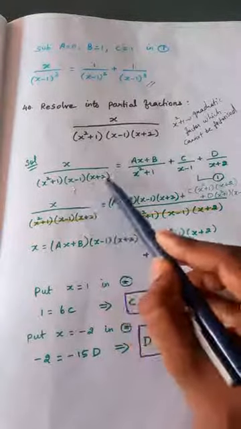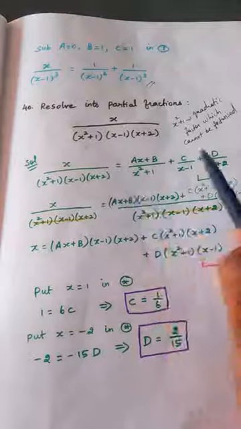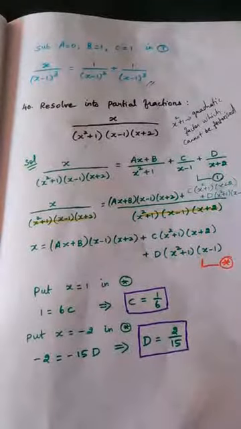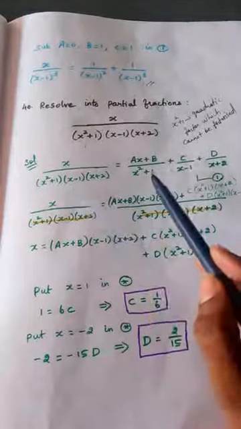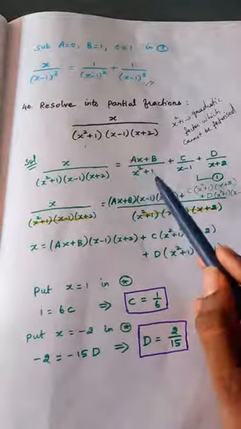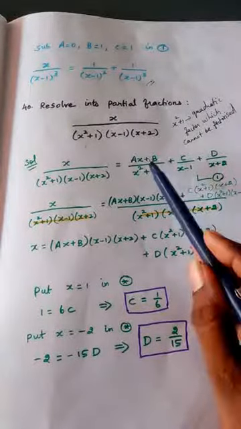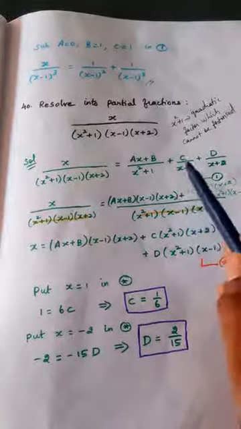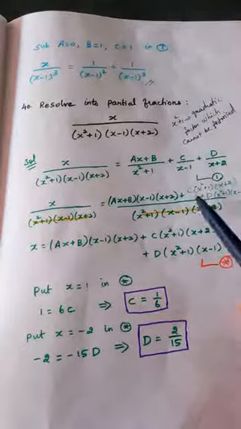For linear factors that are different, use one constant, c by x minus 1, and for this, another constant, d by x plus 2. Next step is taking the LCM. This is written. The LCM will be all the 3. Here x square plus 1 is present, so these two are absent and will come with this. Plus here one term is present and 2 are absent, so with C, these two will come.